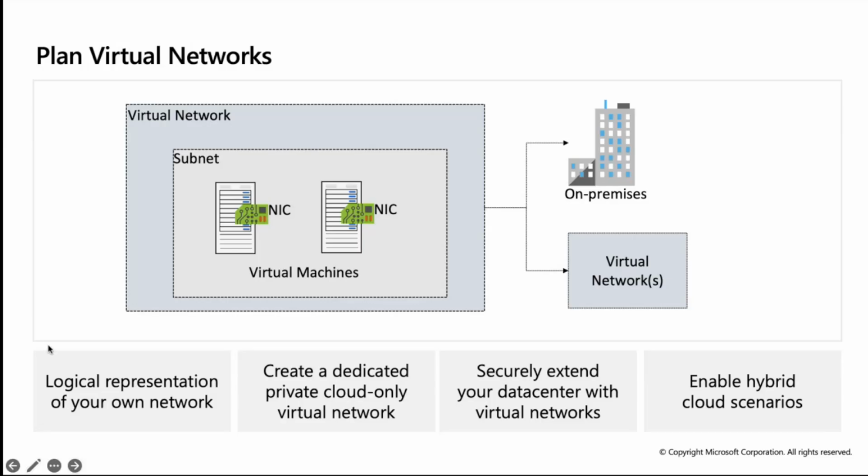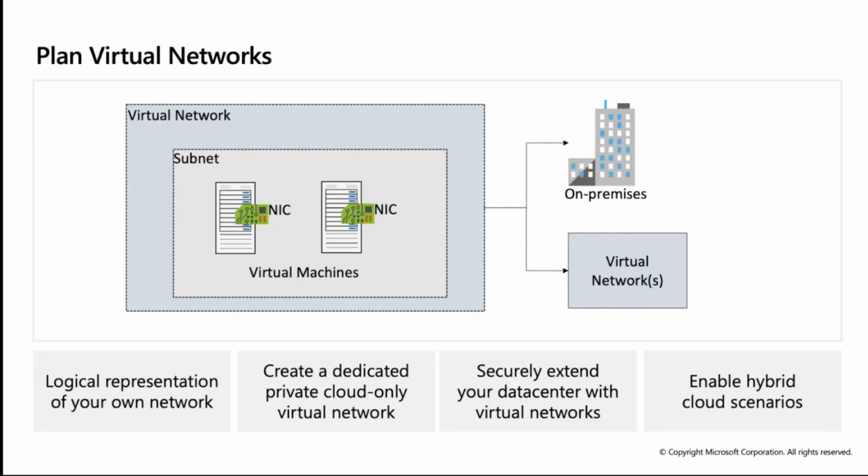So quickly talking about it, a virtual network is a logical representation of your own network. Even though it is a cloud computing platform, which is provided by a cloud provider like Azure, it gives you full flexibility to design your own network. You can decide what IP address range you want. You can decide what subnet mask you want to use. All those things you can decide and you can create your own network.